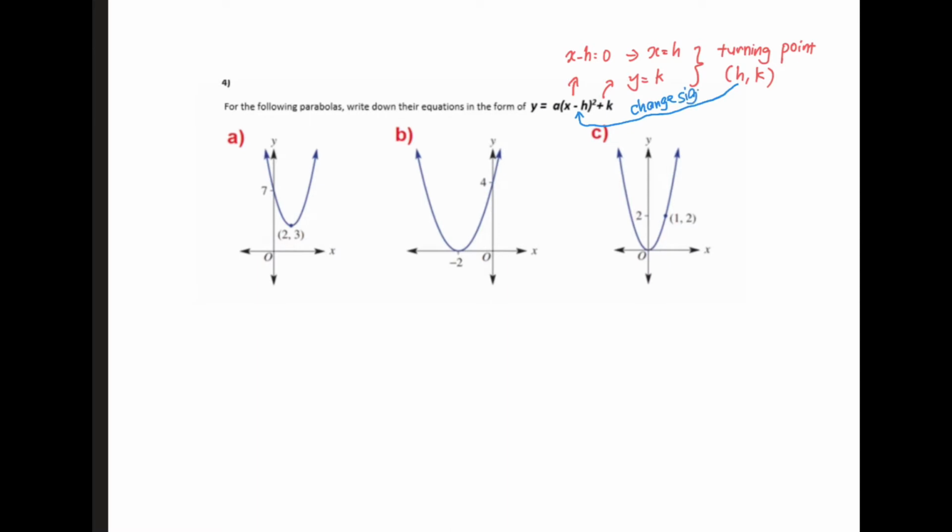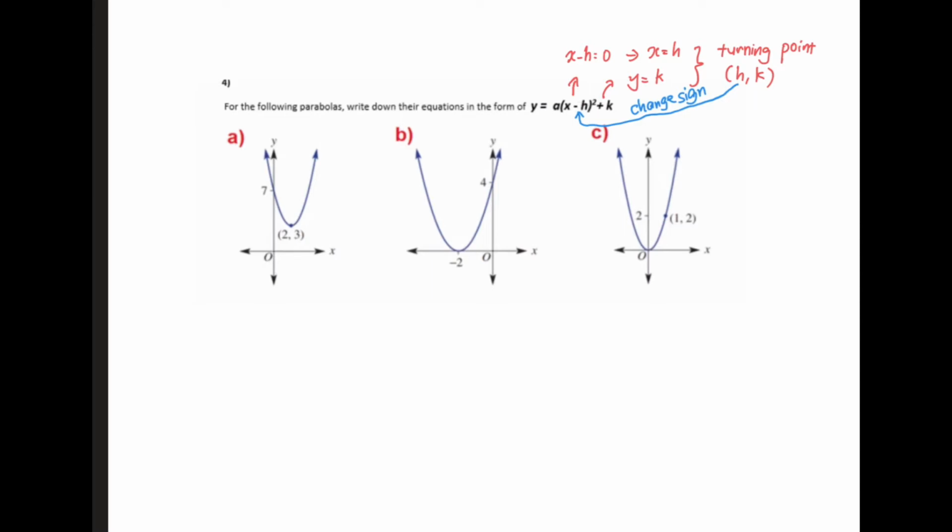As you can see, initially the turning point takes positive h. When I put it into the equation, it will change to minus h. They will change from plus to minus. If, let's say, the turning point is negative, then it will become plus here. Then they will change sign.